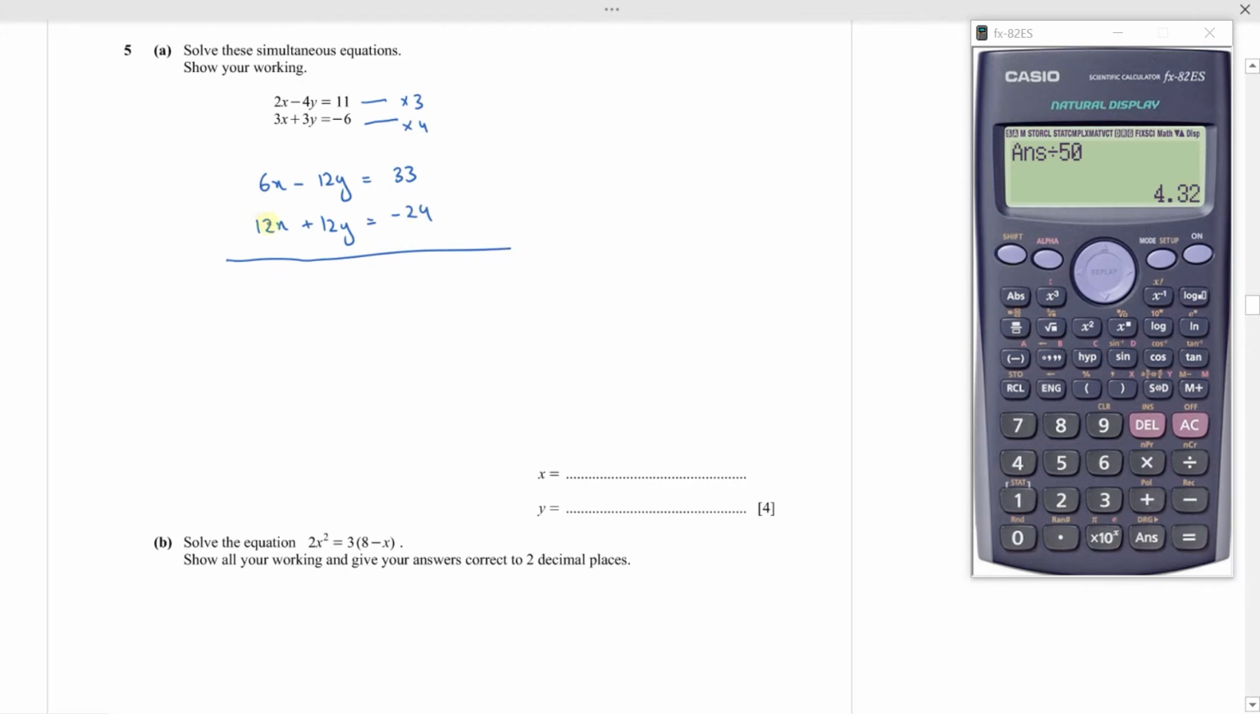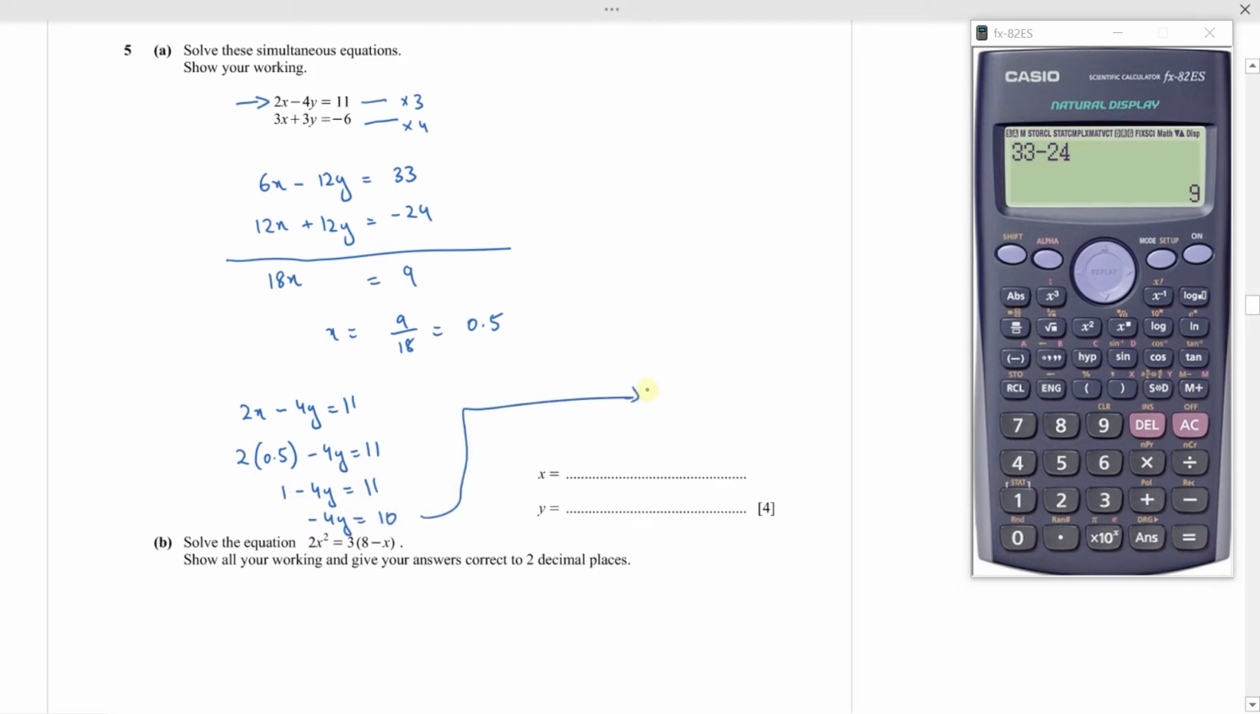Now if I add these together, 12 plus 6 is 18x, plus 12y minus 12y will be 0, so cancel out. 33 minus 24 will be 9. So x will be 9 over 18, which is 0.5. Now I can substitute the value of x in this equation, which is 2x minus 4y equals 11. So x is 0.5, so 1 minus 4y equals 11. Minus 4y equals 11 minus 1, which is 10.